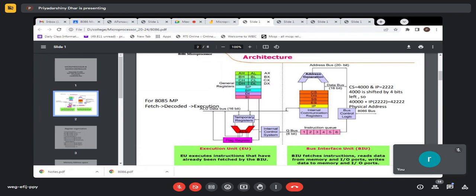The 8086 microprocessor is very fast because two operations are performed in parallel. But in the 8085 microprocessor, one instruction is fetched, then decoded and executed, and only after completion of this execution does the microprocessor fetch the next instruction from the memory. That is the difference. Another difference I will explain.